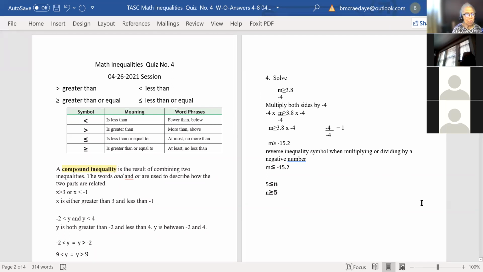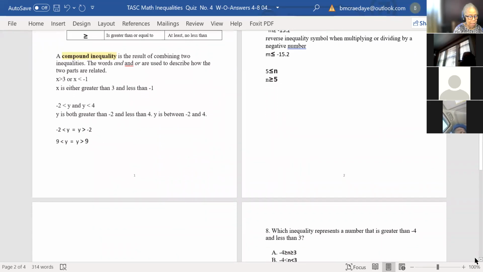Okay, so this was an example of multiplication because the inequality has a division. Anytime you have a fraction, that's a division. So you do the opposite, just like you do if it were an equation. Multiply the negative 4 times both sides. And like Vanessa said, cross multiply, which is really what you're doing. M times 1 is M, negative 4 times 3.8 is negative 15.2. The thing to remember, reverse your inequality symbol whenever you're multiplying or dividing by a negative number. Okay, let's go to number 5.